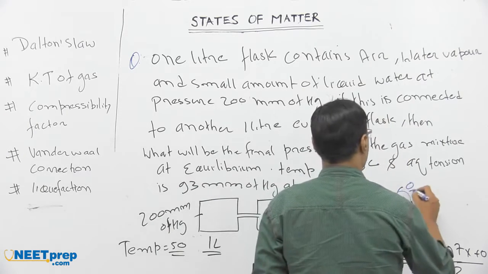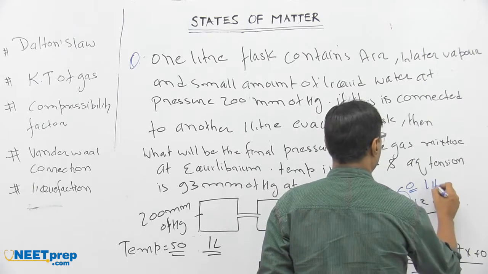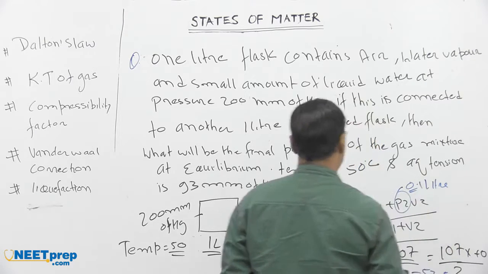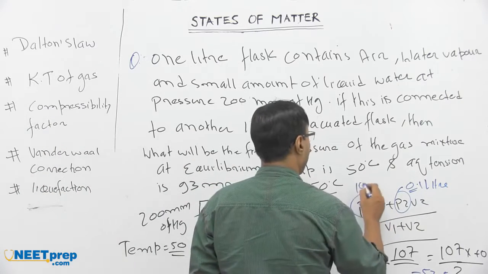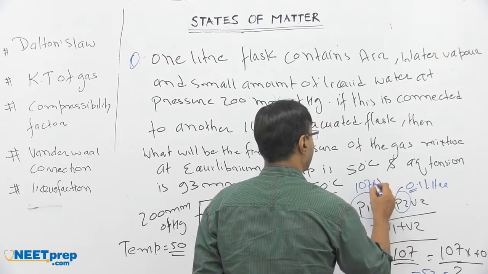This is the 0 and this is 1 liter, so 0 multiplied by 1 liter is 0. This term is 107 into 1.